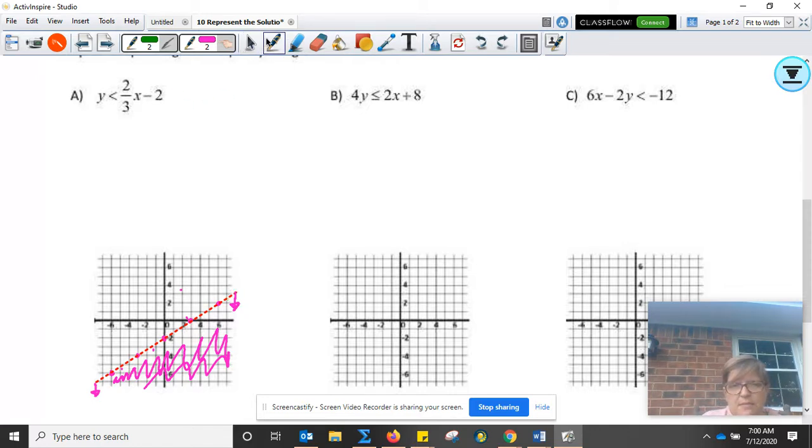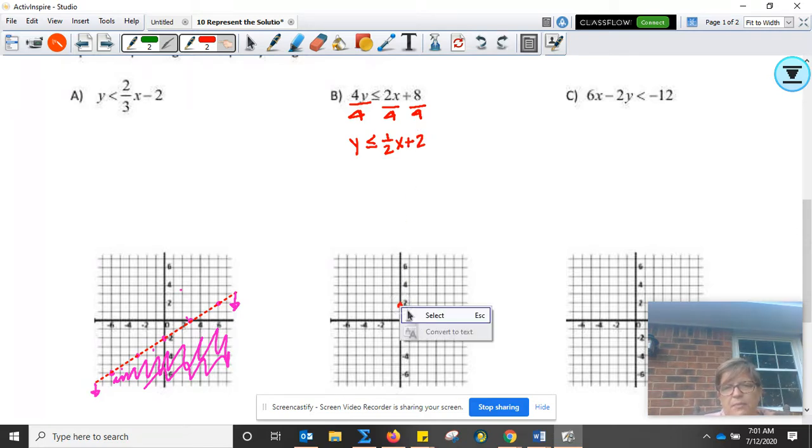Okay, so let's look at B. We need to solve for y, so we need to get y by itself. So I'm going to divide by 4, and I have y is less than or equal to 1/2 x plus 2. So I'm going to graph my b, which is 2, and then from that point, I'm going to graph my slope. Rise 1.